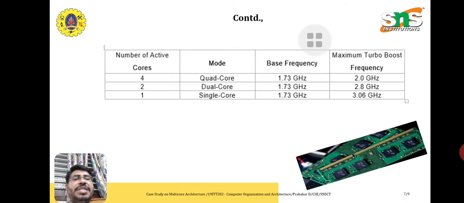Here we have listed how many cores are in each processor, what the base frequency is, and what frequency we need to boost to. We consider 4 active cores, which means 4 processors actively running on our single chip, which we call quad core. We use a base frequency of 1.73 gigahertz, and at maximum we go up to 2 gigahertz. With 2 processors, which means dual core, the same base frequency is used, and at maximum we go to 2.8 gigahertz.